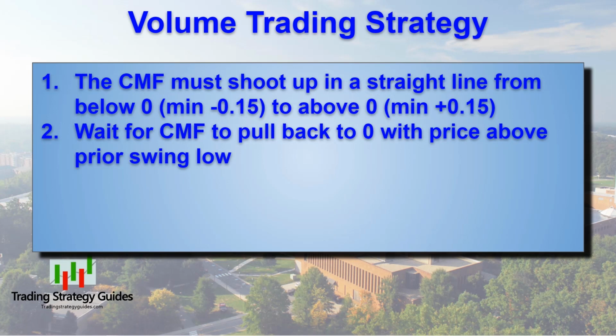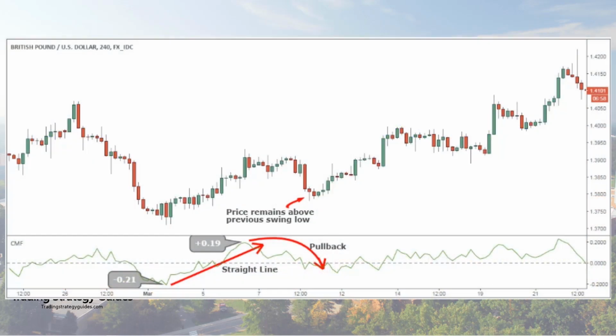Step number 2, wait for the CMF to slowly pull back below the zero line. The price needs to remain above the prior swing low. Once you've spotted the elephant in the room, so to speak, otherwise known as the institutional players, we start looking for the first sign of market weakness.